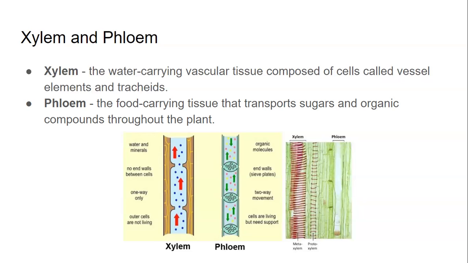The other vascular tissue that we have is the phloem. So the phloem is the food carrying tissue. This is what's transporting sugars and organic compounds, or what's really moving all of the nutrients. So this one can actually be a two-way movement, depending upon where the plant needs to be able to move those nutrients.